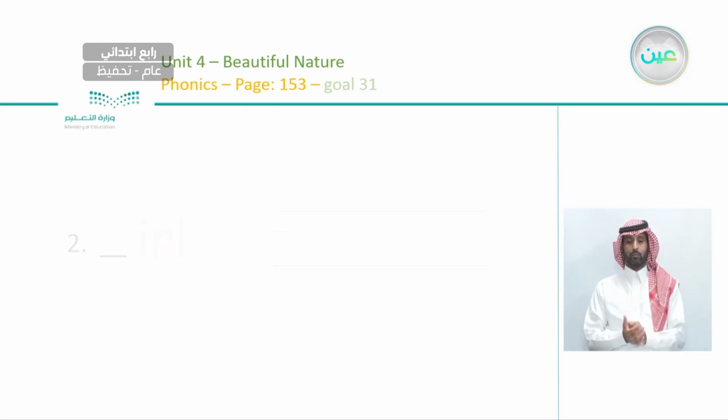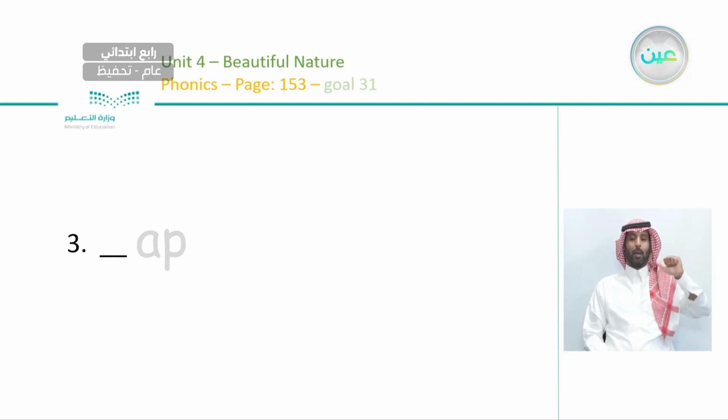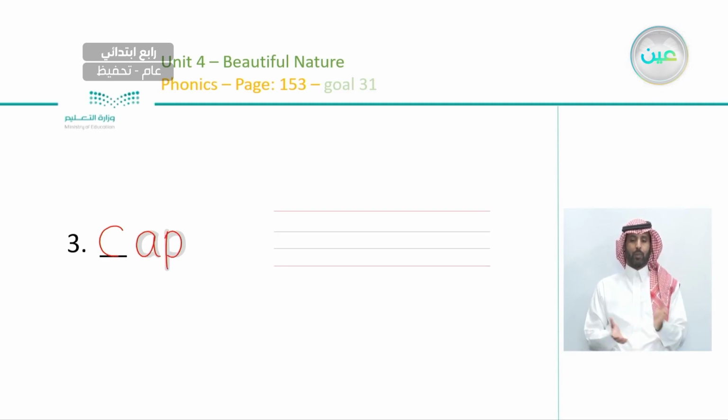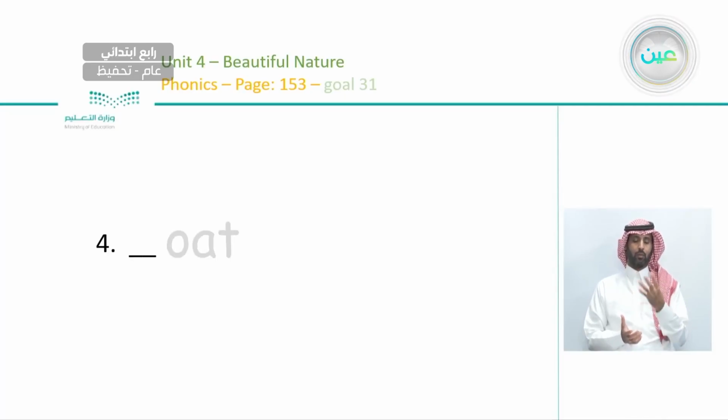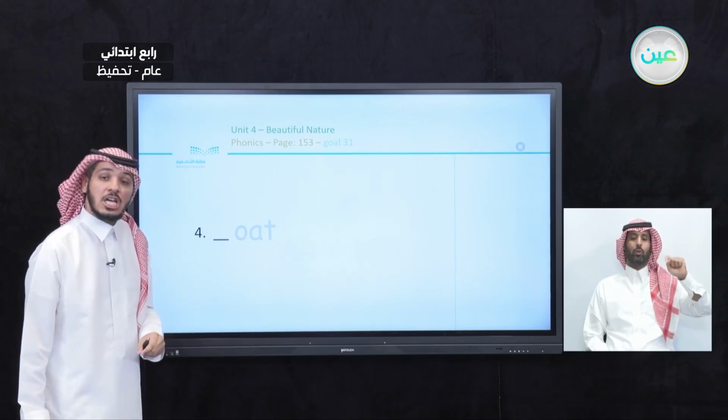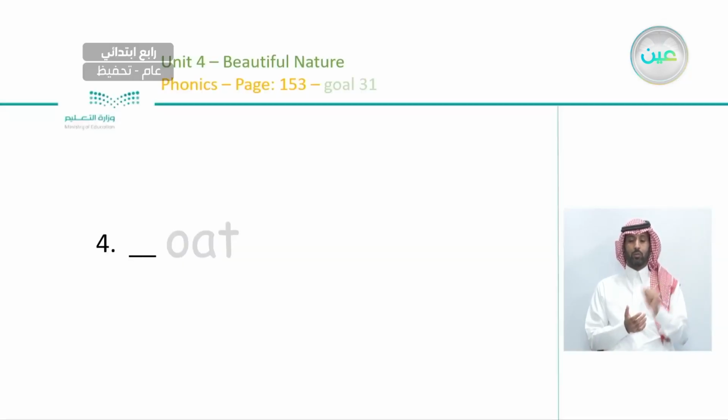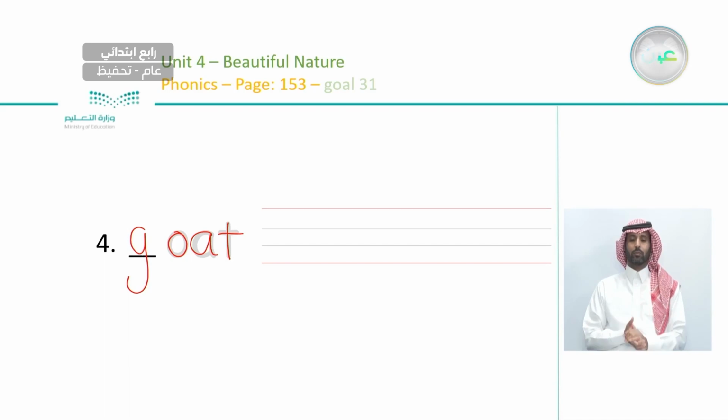Okay, number 3, we have ap. What is the missing letter here? Cap, excellent. So it's what? C, excellent. C, then A-P, cap. Okay, then you can write it down there. Okay, number 4, oat. Is it C or G? G, yes. Why? Because it's goat. That's right. So G-O-A-T, then you can write it there.